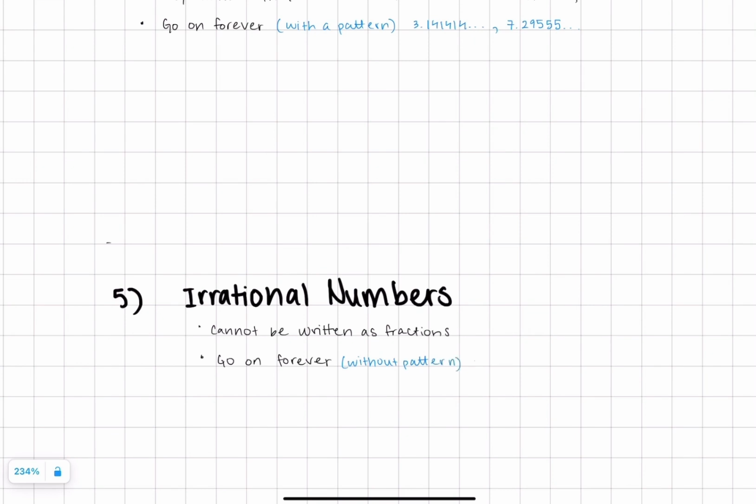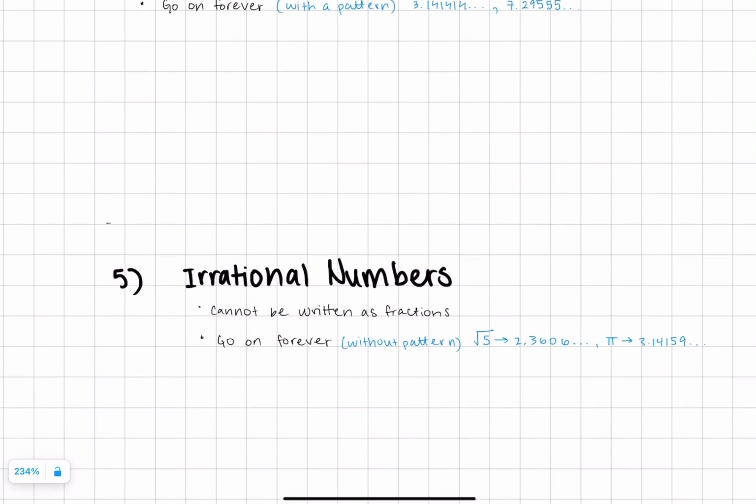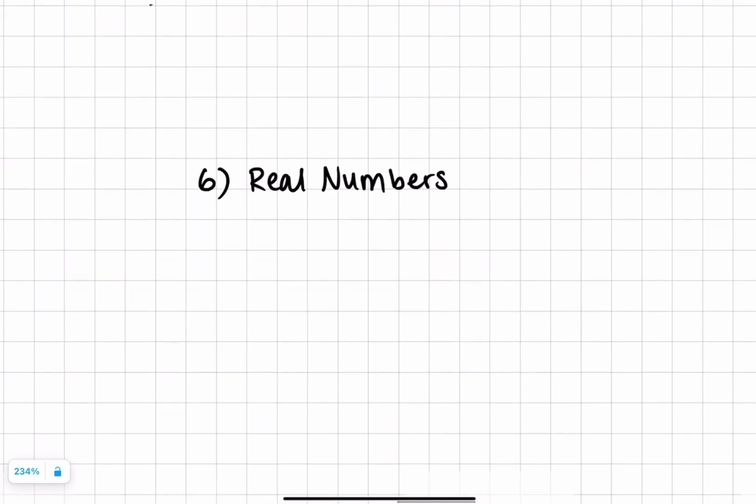So, for example, pi or root 5. So root 5 has a pattern that does not repeat itself. So 2.63606. There's no obvious pattern here. And then pi obviously does not have a pattern. 3.14159. No pattern there.